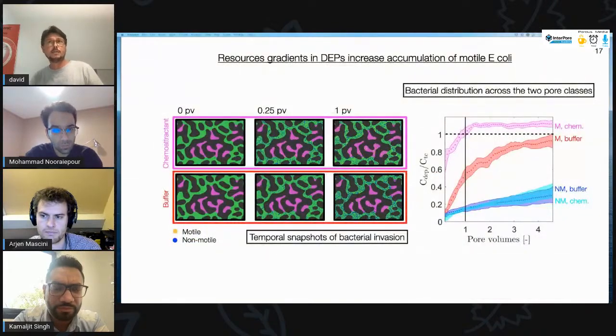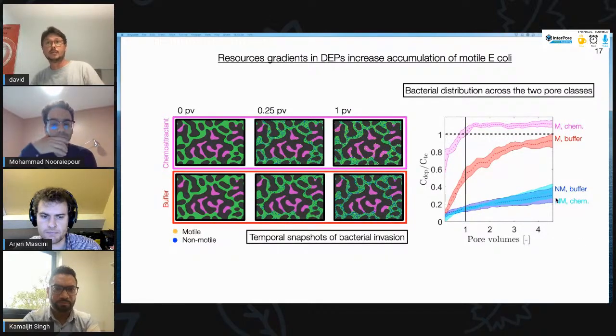The plot on the right now shows the ratio between the concentration of the bacteria in the dead-end pores versus the concentration in the transmitting pores. We can see that the presence of the chemoattractant did not affect at all the distribution of the non-motile control, the two curves here on the bottom. Differently, the presence of the chemoattractant sensibly increased the abundance of the motile cells in the dead-end pores. Overall, we see how disordered flow, which can translate into resource heterogeneity in pore systems, may have a profound impact on microbial temporal and spatial distribution and dynamics.